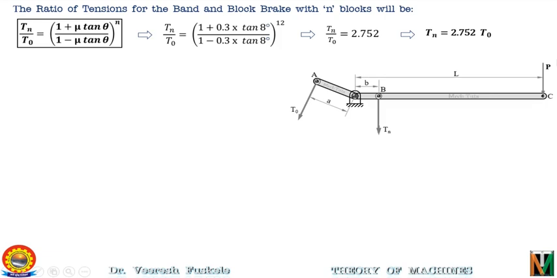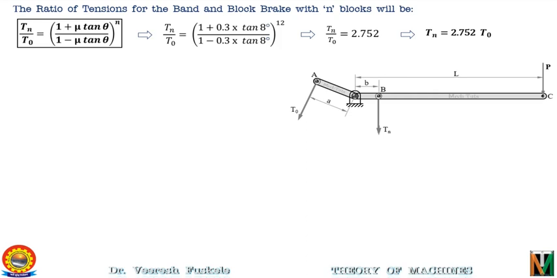drum. Force P is applied in the downward direction and tension T0 at the end A and tension Tn at the end B. We have assumed that A is equal to 150 mm and B is equal to 40 mm. As A is greater than B, P must be acting downwards, and for the maximum braking torque, the rotation of the drum should be in the clockwise direction.